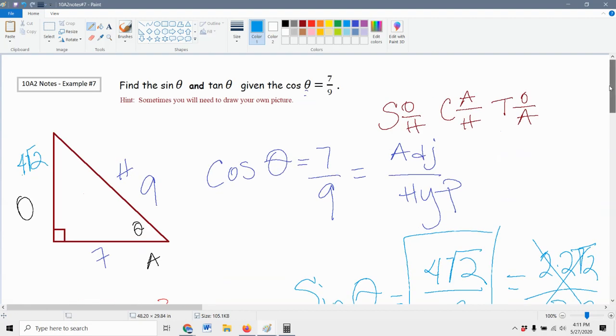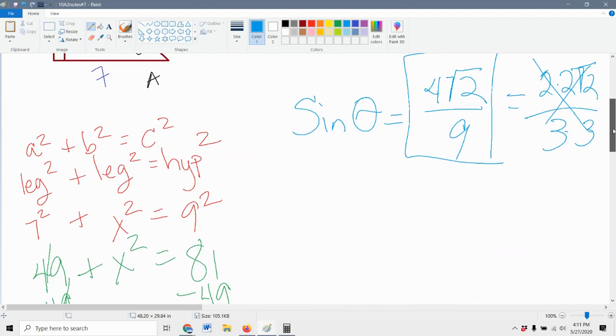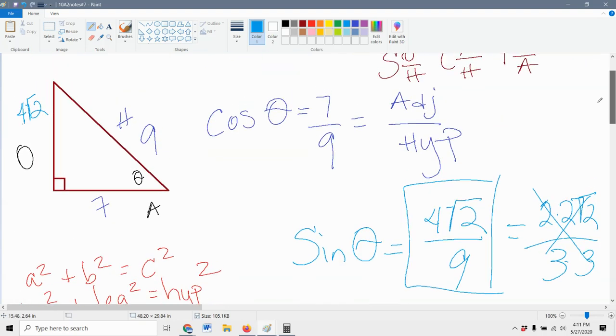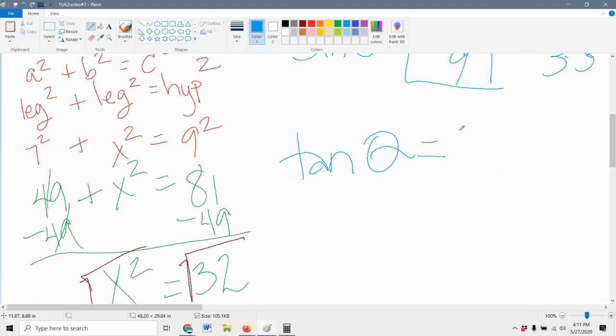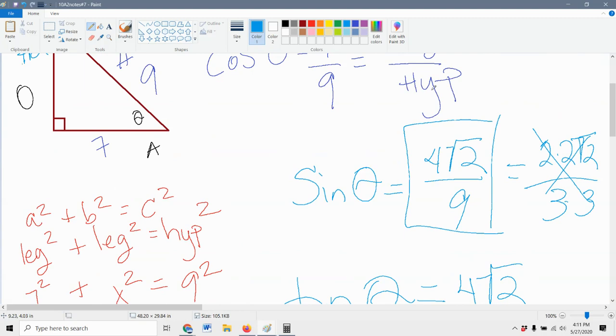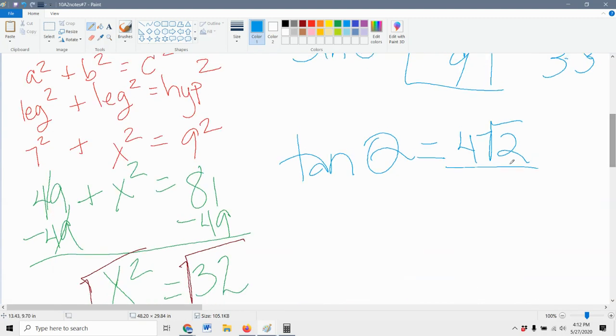Now we want to do our tan of theta, which is opposite over adjacent. Opposite here being that 4 root 2 again, and our adjacent being 7. Now 4 and 7 don't simplify, so there's our tan of theta.